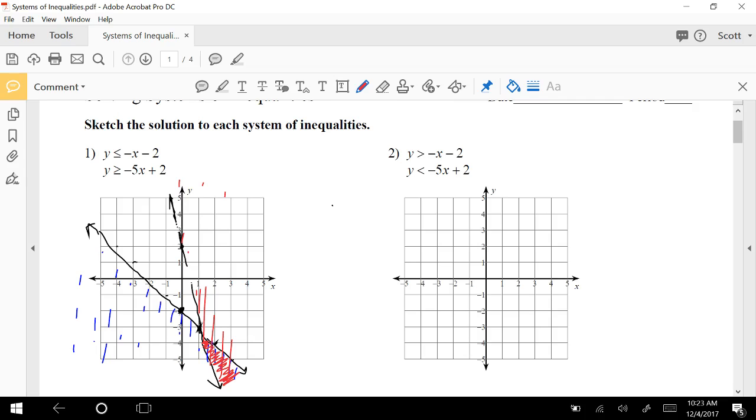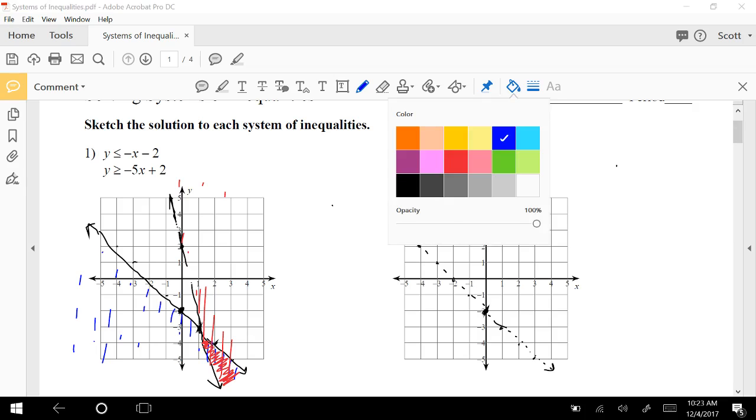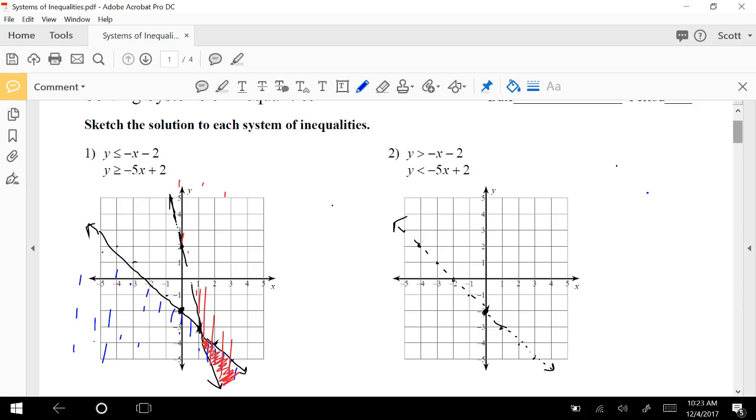Y is greater than negative x minus 2. So minus 2, negative x down. So it's basically the same line as the first one that I drew over there. And I'm going to make it dashed because it is not an equal sign underneath. Same thing as the other one. Well, but first let me put in what I have. So y is greater than that line, meaning going straight up from there.